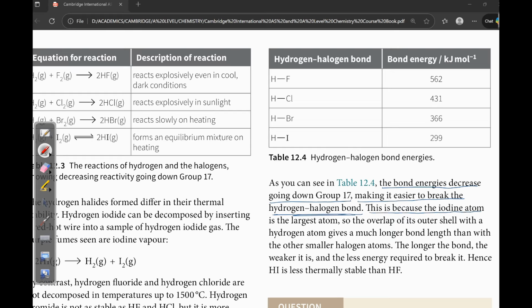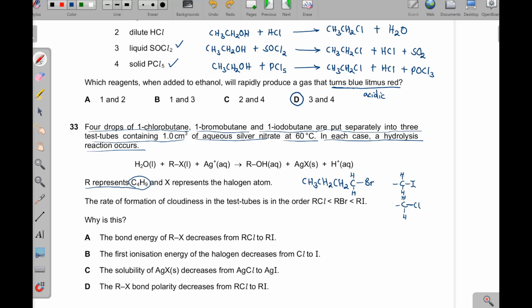This is because the iodine atom is the largest atom, right? So the overlap of its outer shell with the halogen or carbon atom gives a much longer bond than with other smaller halogen atoms. So the longer the bond, the weaker it is, and the less the energy required to break it. Hence, the carbon to iodine bond, for this case, is the less thermally stable. Here we are talking about thermostability, but bond energies are the ones that we are supposed to be looking at.